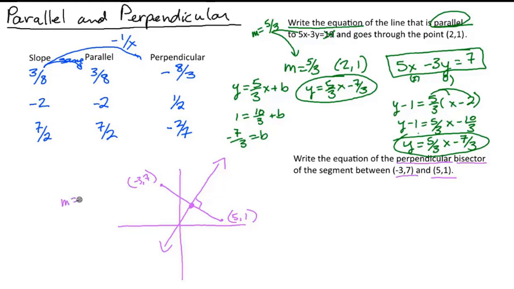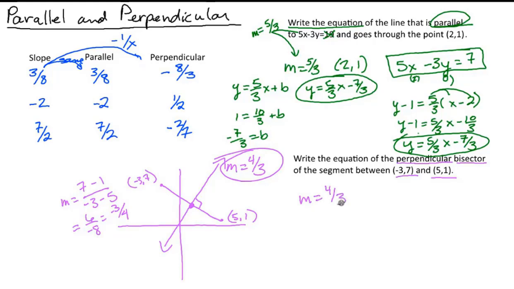So the slope of that segment is 7 minus 1, y minus y, over -3 minus 5. That is 6 over -8, -3/4. Does that make sense? It's going down, negative, yes, and it's kind of gradual, not bad. So we don't want this slope, we want perpendicular to that, so this slope is a positive 4/3. That's the slope we want.